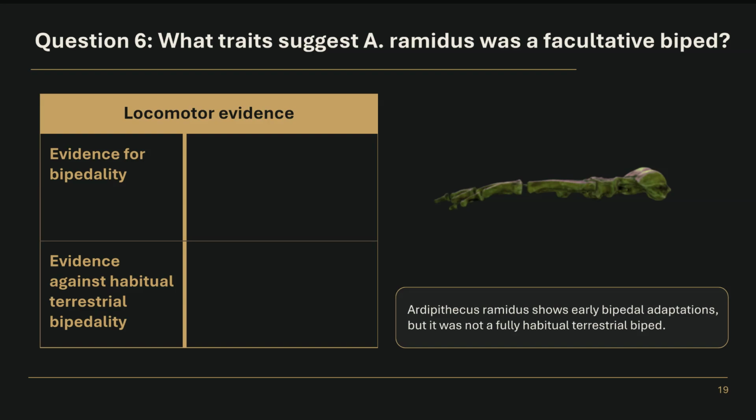If you're studying for an exam, a solid answer will separate evidence for bipedality from evidence against full terrestrial commitment. The pelvis supports upright walking capacity. The foot preserves arboreal function. The combined evidence supports a locomotor mosaic rather than a habitual bipedal pattern.